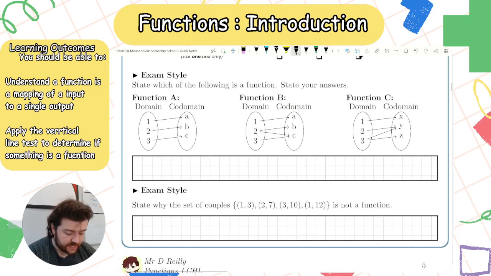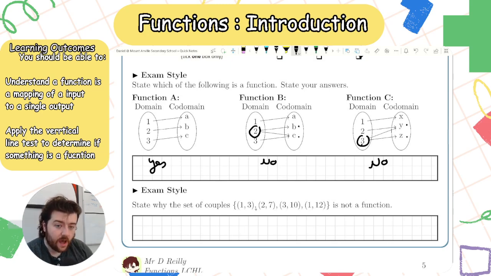Finally, let's look at some exam style questions. Take a minute to determine which one of these is a function; pause the video if you want to have a guess yourself. This one here is a function, yes, because one input has one output. Is this a function? No, because 2 maps to B and C. One input can only have one output. And in here, is this a function? No, because 3 maps to Y and Z. One input can only have one output.